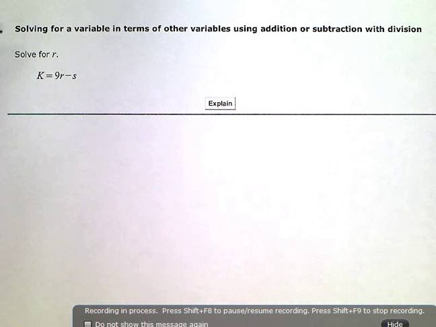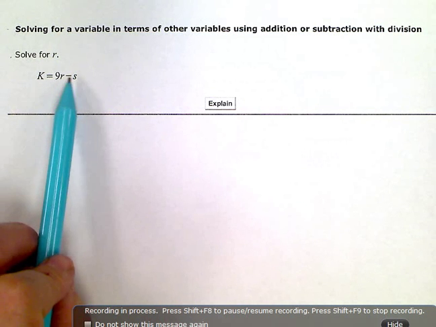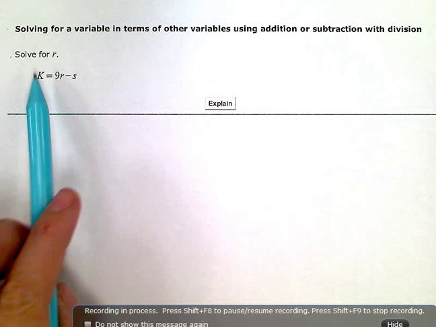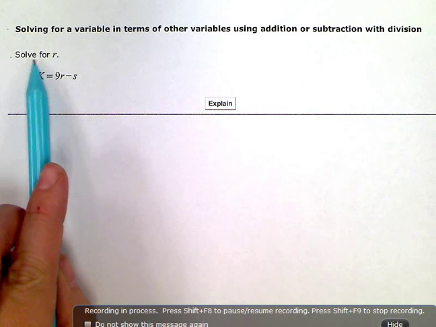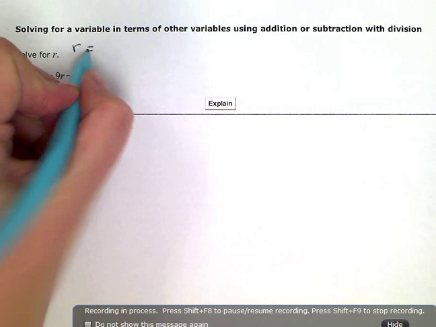Solving for a variable in terms of other variables using addition or subtraction with division. Solve for r. So I have my equation here, and I have k, r, and s. So I have three different variables. Right now this equation is solved for k. It's in k equals form, and they want me to rearrange it so that it's solved for r. In other words, they want it in r equals form.